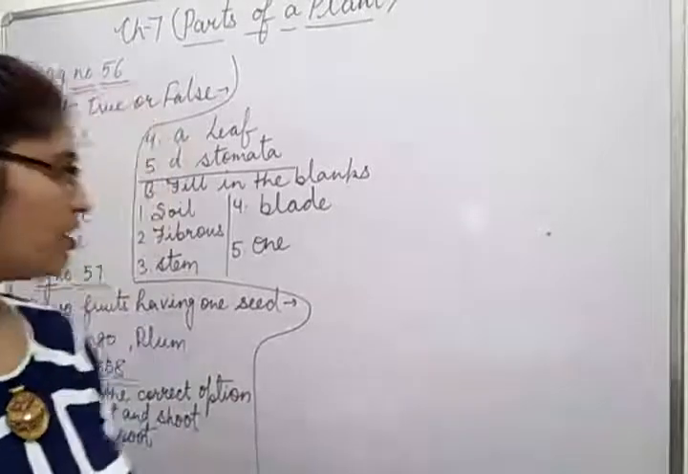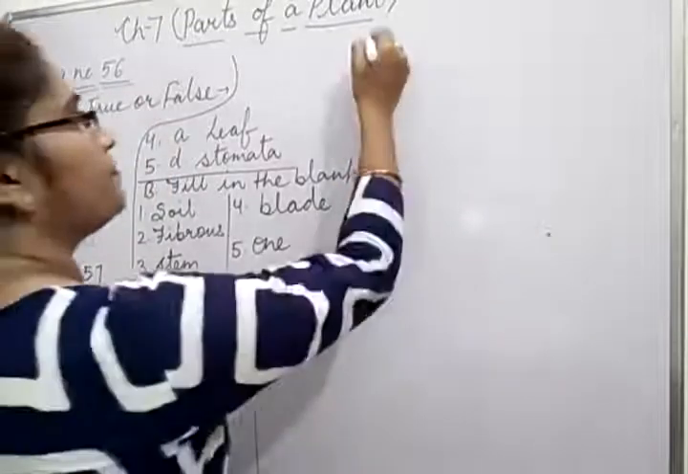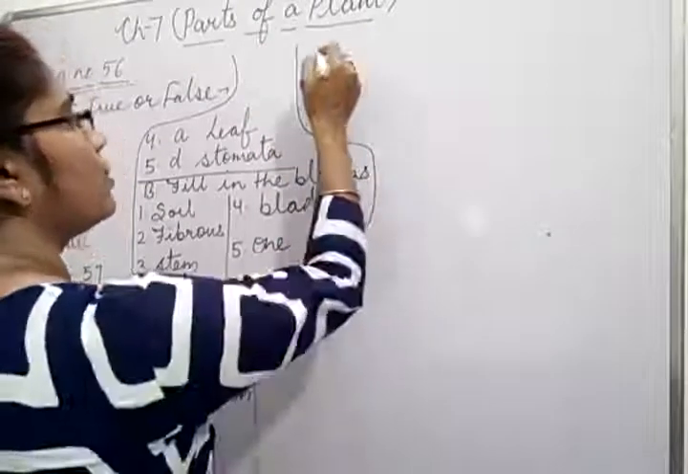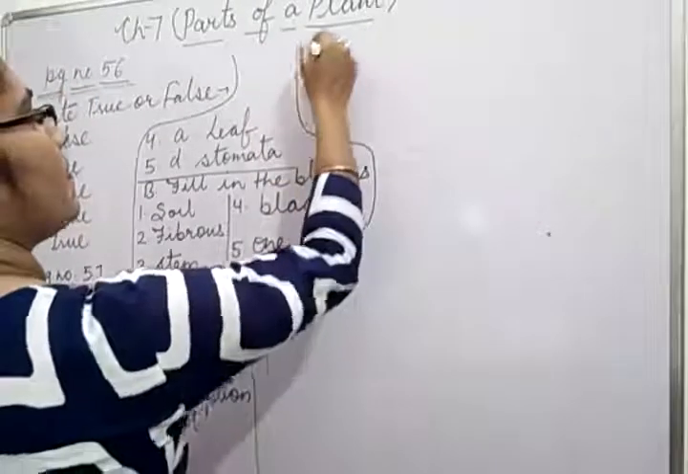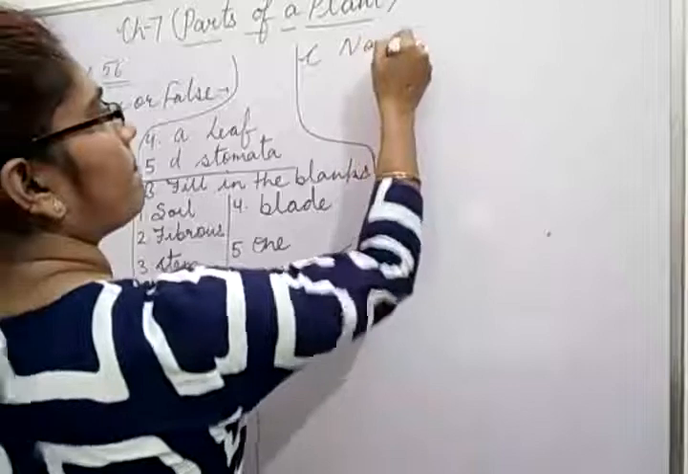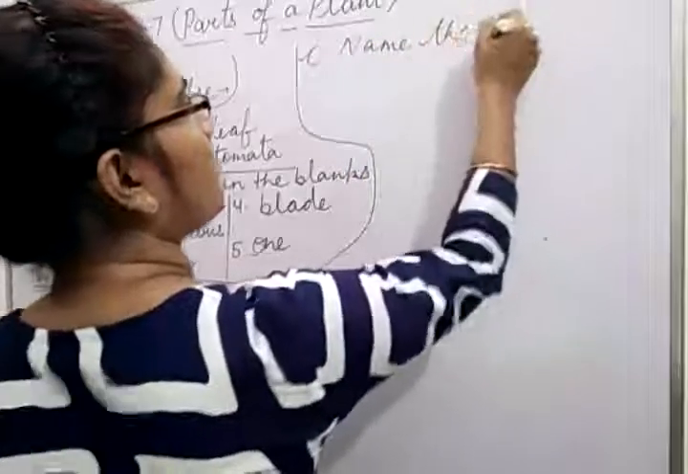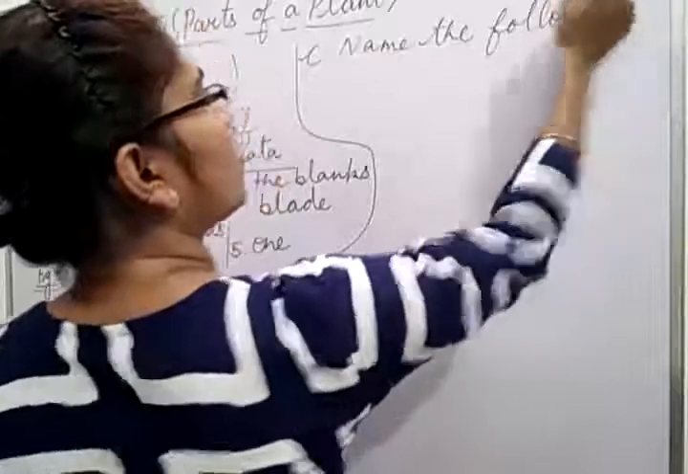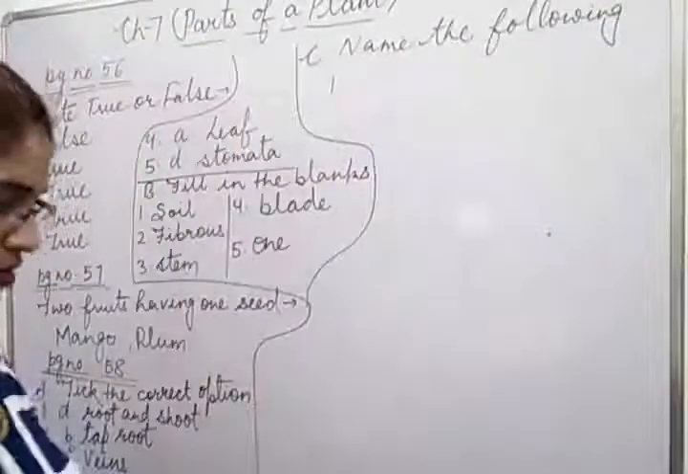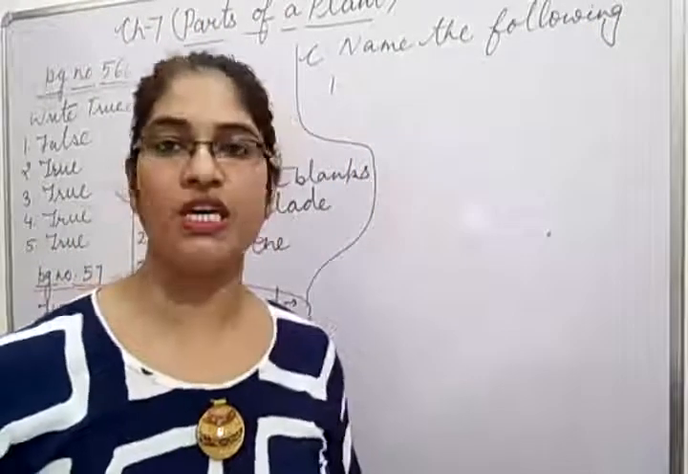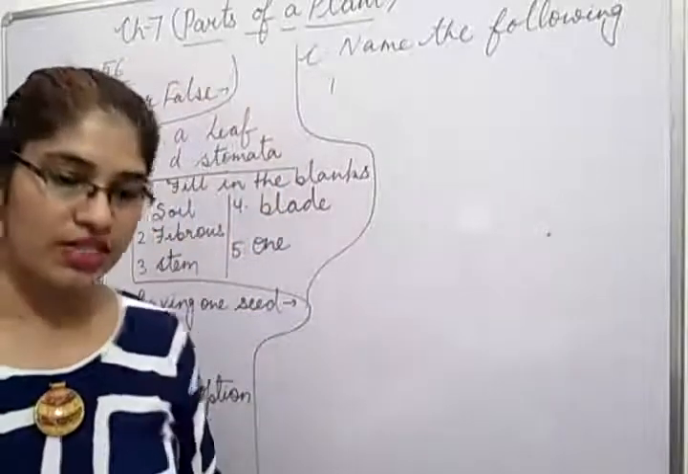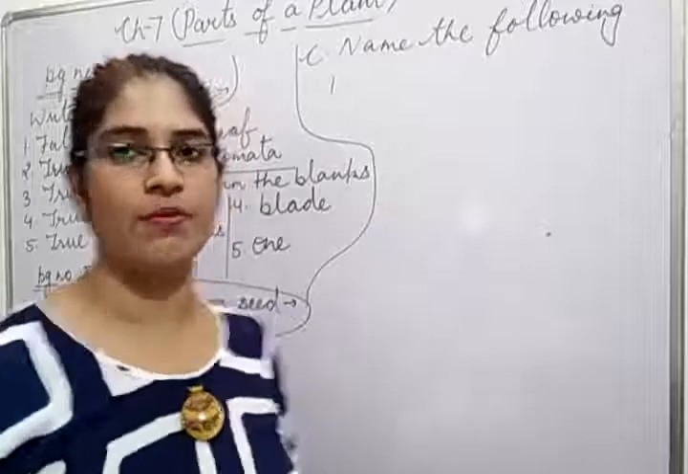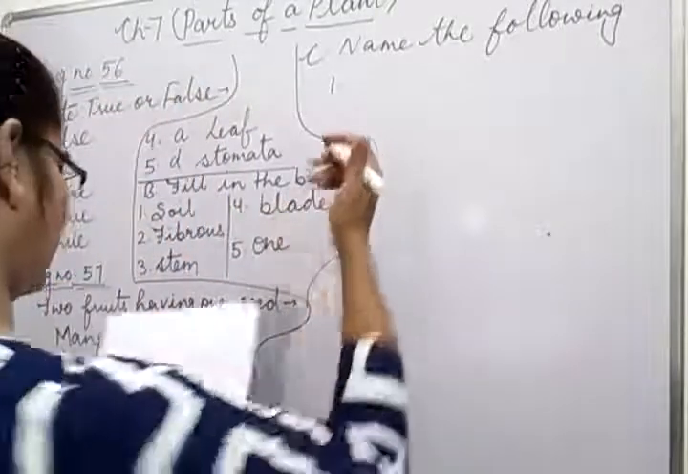Now we will do name the following. Name the following we will start. Question number C. Name the following. First question, 3 roots which we eat. You have to write down the names of 3 roots which we use to eat. Means you have to tell the names of edible roots which we use for eating.